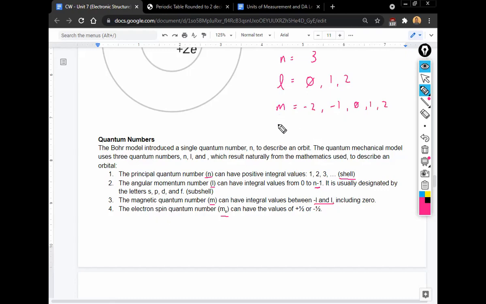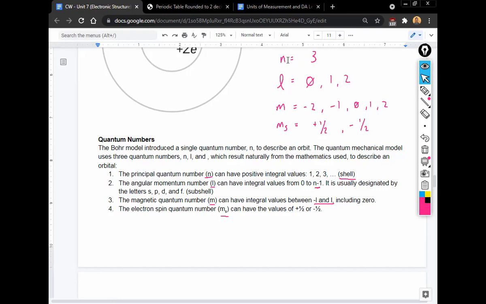And then the last one, the electron spin quantum number, MS, it's always going to be positive half or negative half. Doesn't matter what the N, L, and M are, it's either going to be positive half or negative half. And that just tells you which way the electron is spinning. So those are the 4 quantum numbers that every electron is going to have.